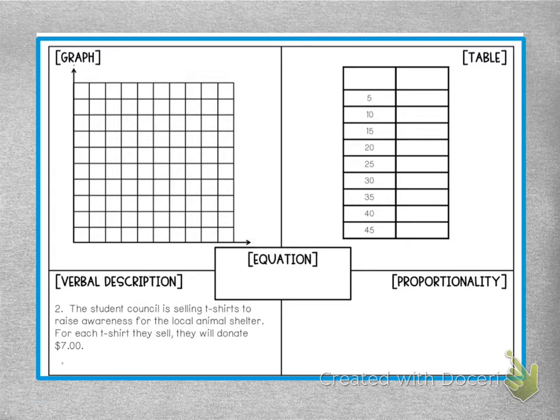So through this scenario, whenever we wrote our verbal description, we used unit rate. So that's what we're looking to pull out from here. What is the unit rate? So for each t-shirt they sell, they will donate $7. So first off, the first thing that we're talking about here is t-shirt, and the second thing is $7. So your unit rate is 7 over 1, $7 per shirt.